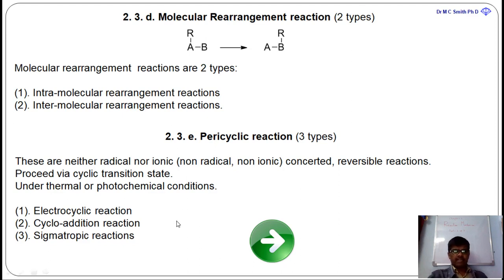Pericyclic reactions are neither free radical type reactions nor ionic type reactions; they are concerted. We don't know how they really follow the mechanism or the path, but they are completed within no time. There are no steps, only one step. It's a cyclic reaction, and they give products. Some of the different types of reactions under this category are electrocyclic reaction, cycloaddition reaction, and sigmatropic reactions. We will learn all these types in the next video.